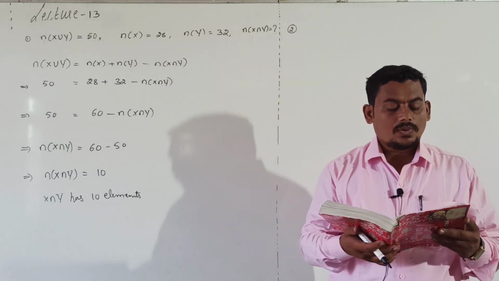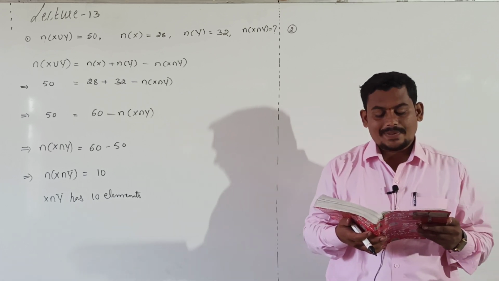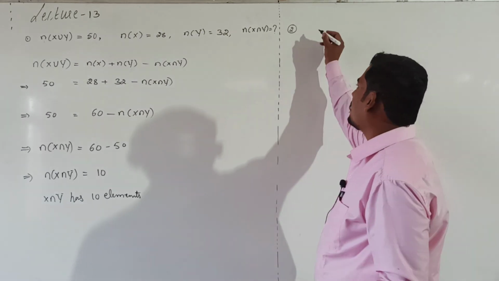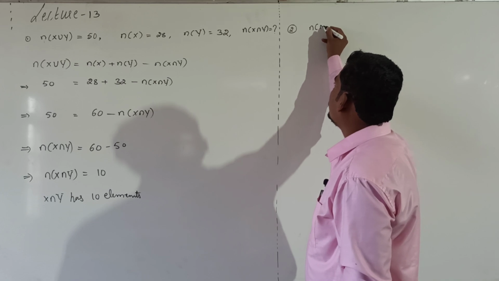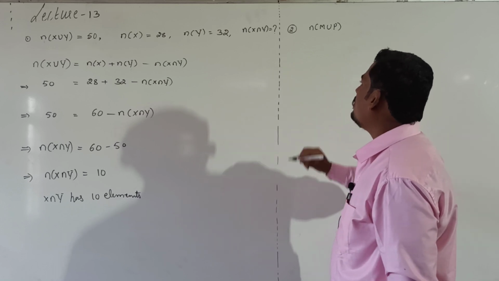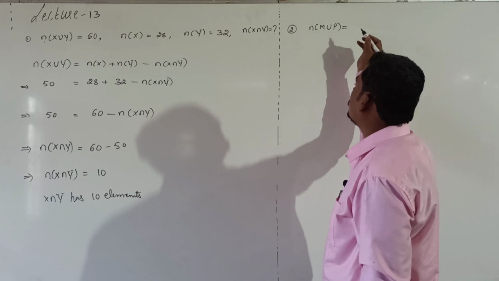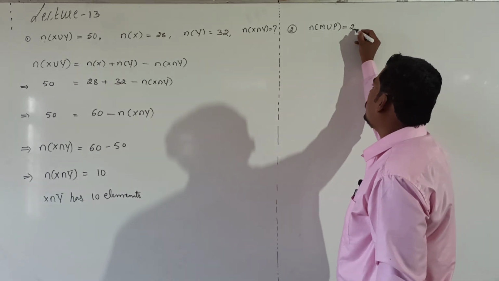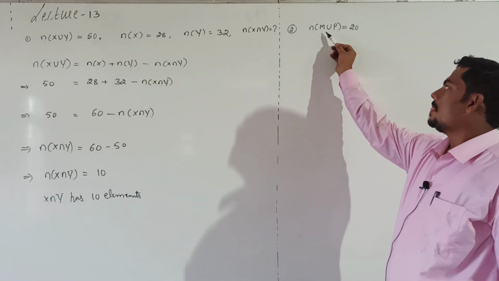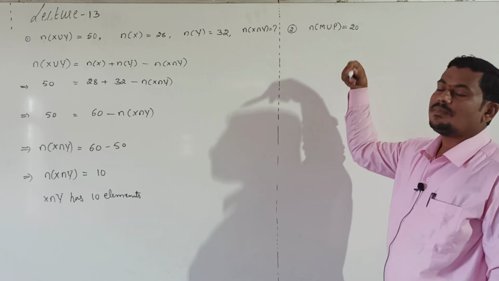Of these, 12 teach mathematics and 4 teach both physics and mathematics. How many teach physics? I will take n of M. M union P is equal to 20, since 20 teachers teach mathematics or physics. M means mathematics, P stands for physics, and 'or' means union.